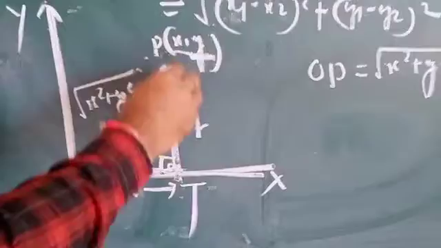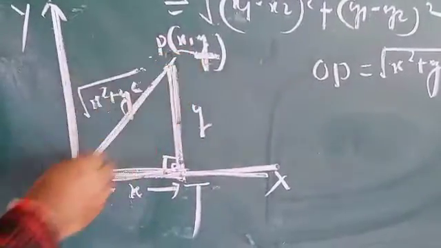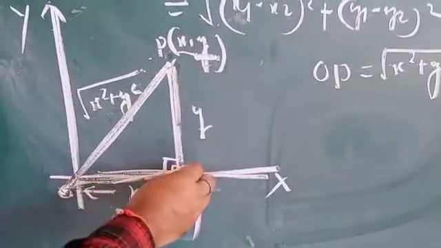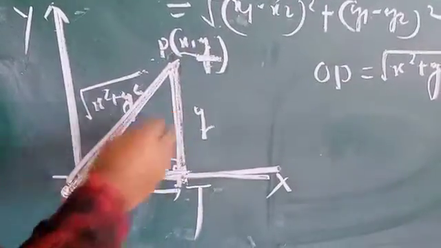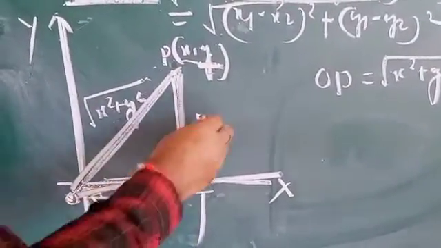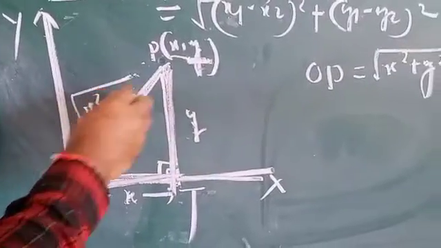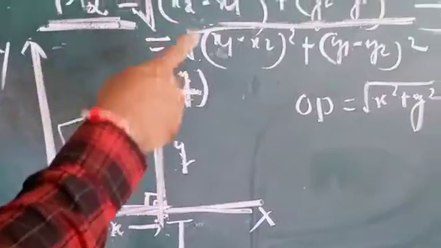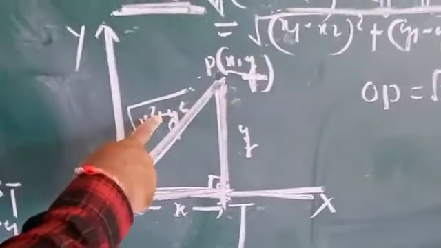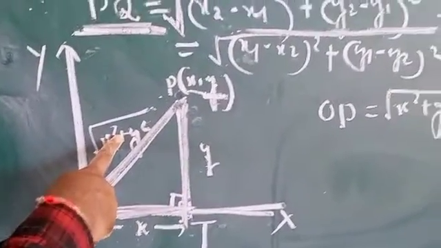This is 90 degree. If you use the Pythagoras theorem, you will get OP square is equal to OT square plus PT square. So OP square is equal to OT square plus PT square, which means x square plus y square, and the square root over. So if the point P is any point of the coordinate plane, then the distance of P from the origin is the square root of x square plus y square.